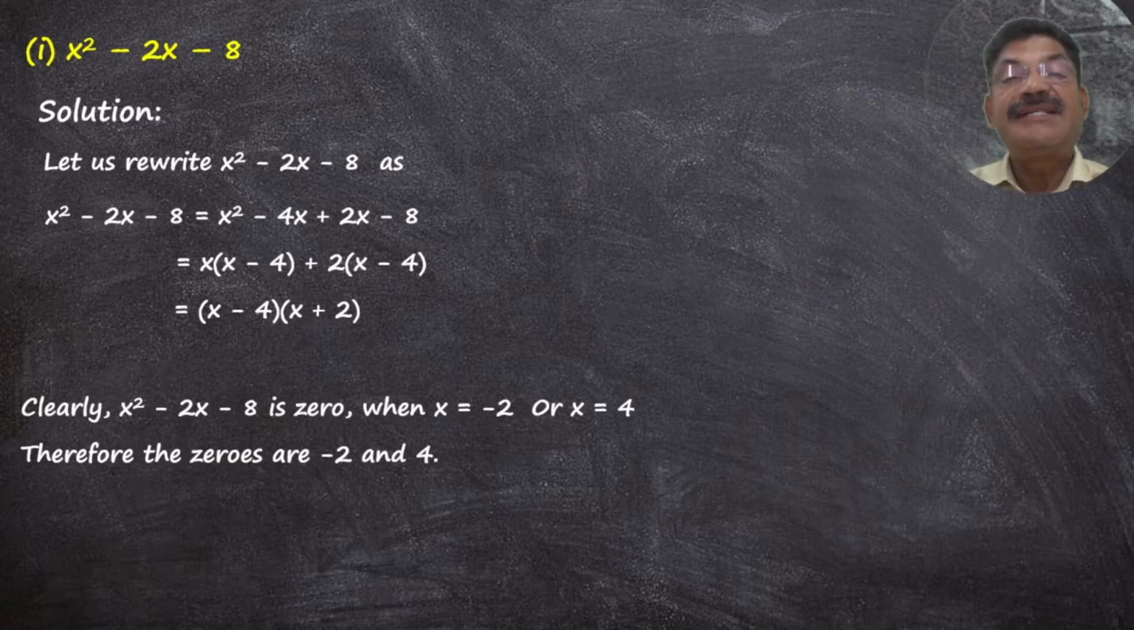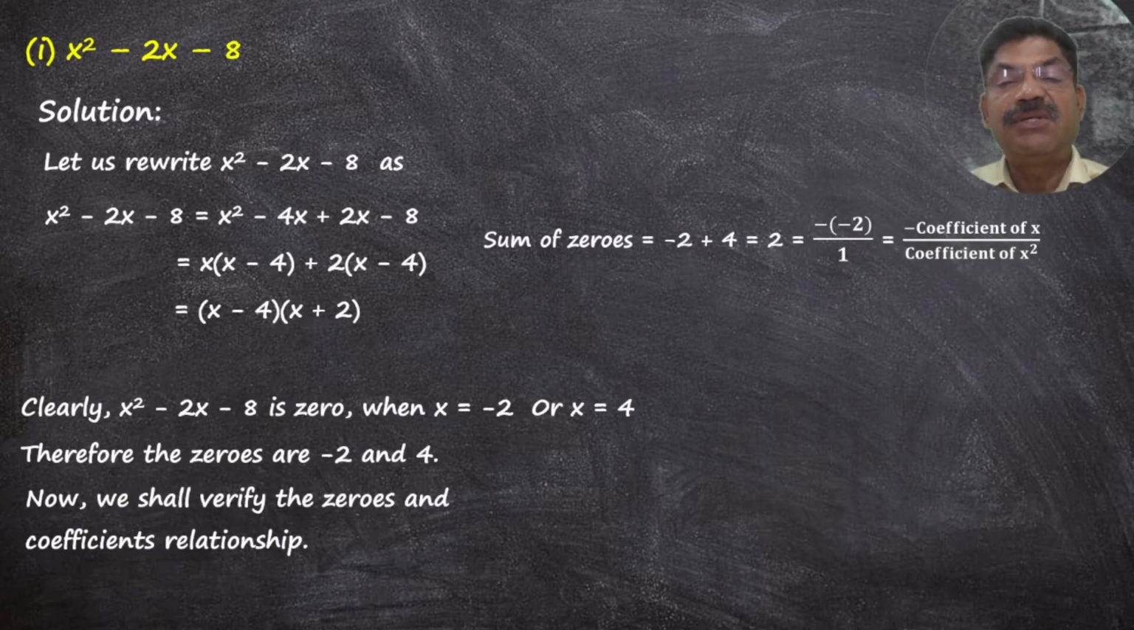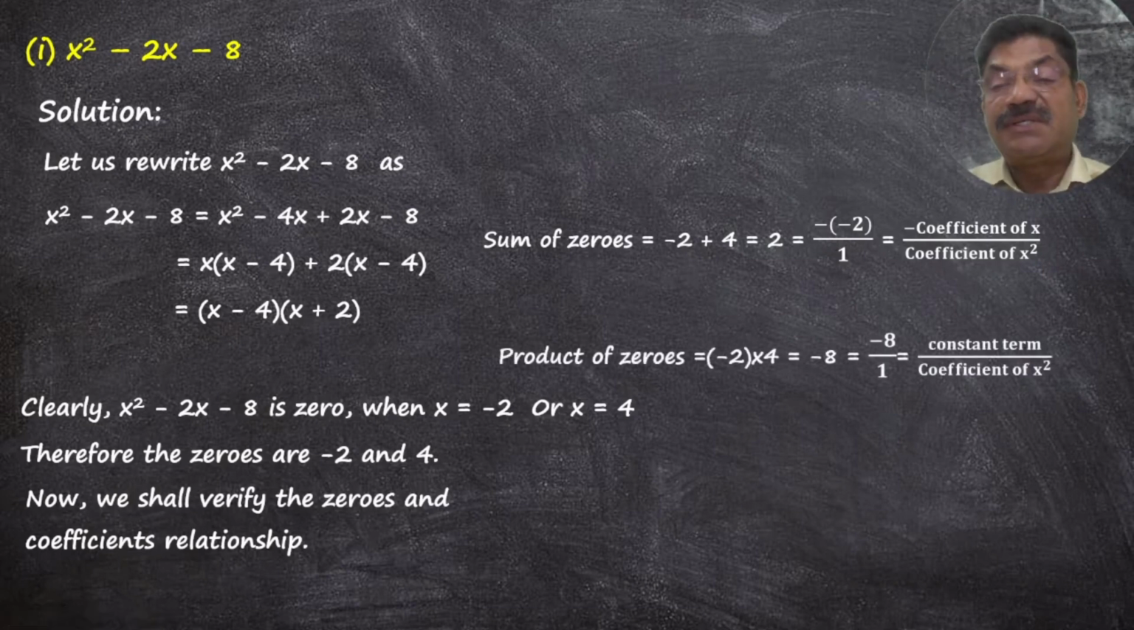Now let us verify the relationship between the zeros and coefficients. Sum of the zeros is equal to minus 2 plus 4, which is equal to 2. Which is same as minus coefficient of x divided by coefficient of x square. Actually, coefficient of x is minus 2. Minus coefficient of x is equal to minus of minus 2 divided by 1, which is equal to 2 only. Similarly, product of the zeros is equal to constant term divided by coefficient of x square. Here, constant term is minus 8. So, minus 8 divided by 1, which is equal to minus 8, which is same as the product of zeros. Hence, the result is verified.